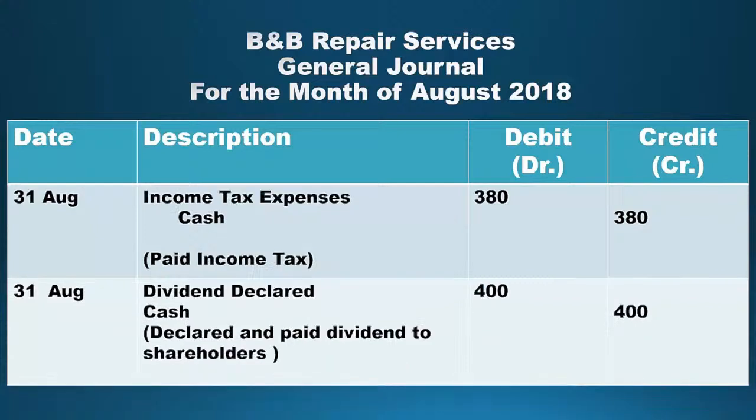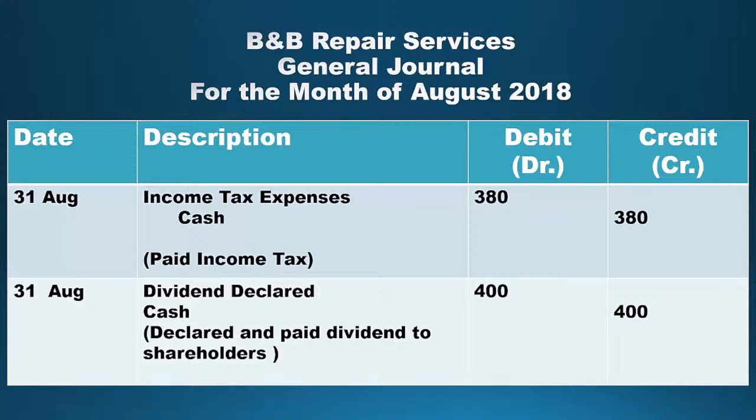August 31st, paying income taxes. Step 1. What happened? The company paid $380 in income taxes for the month. Step 2. Which accounts are affected? Income tax expense increases because this represents a cost incurred by the business. Cash decreases because the company paid this amount.